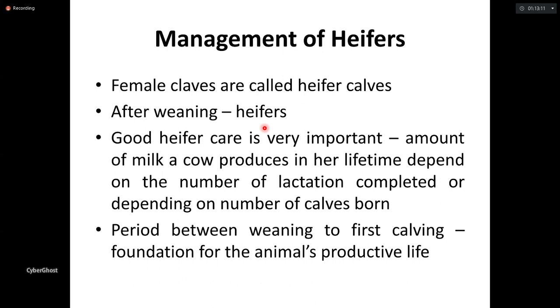Therefore, we have to take care of them very carefully, even though they are not giving any benefits within this shorter period of their life, right?